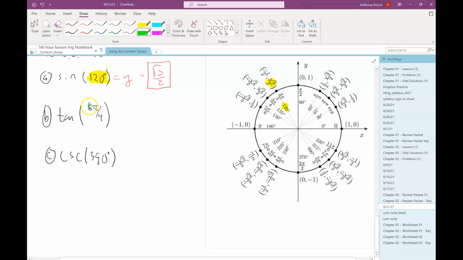Tangent of 5 pi over 4. So first thing I'm going to do is find 5 pi over 4. I know that tangent is y over x. So that's going to be negative root 2 over 2 over negative root 2 over 2. Which just reduces down to 1.